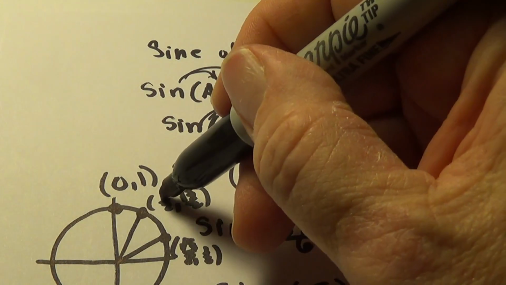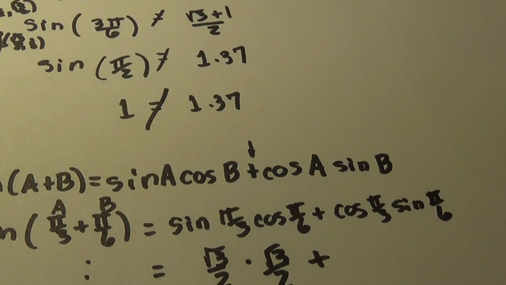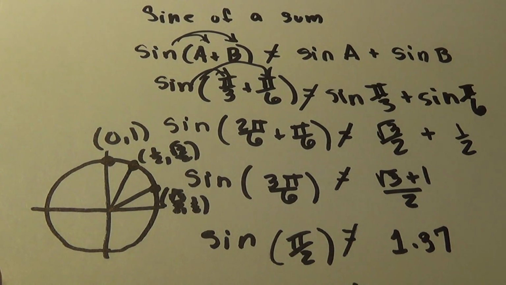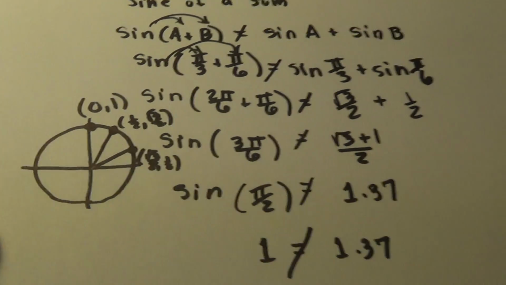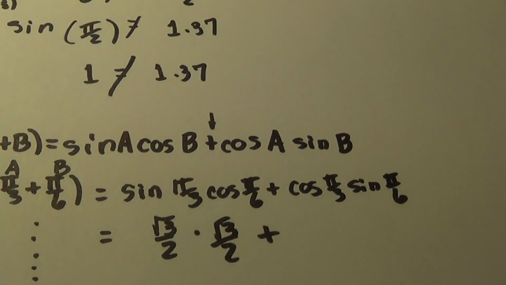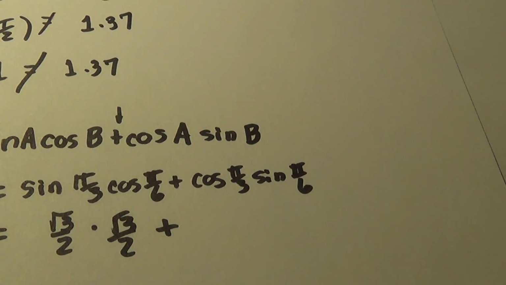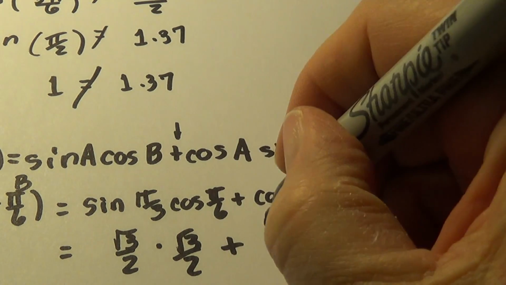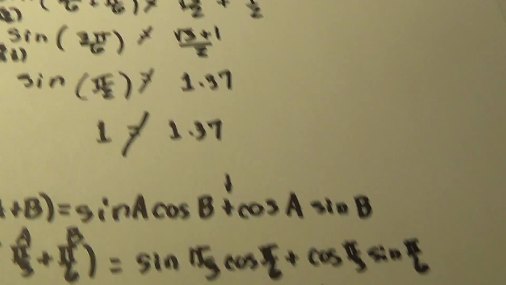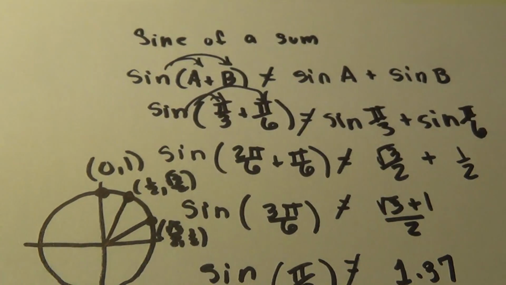Cosine of pi over 3, first coordinate, 1/2. I'm sorry, the cosine of pi over 3. Do I have that right? Let me see here. Okay, that's right. So cosine of pi over 3 was 1/2. And the sine of pi over 6, so that's right here, second one, is also 1/2.